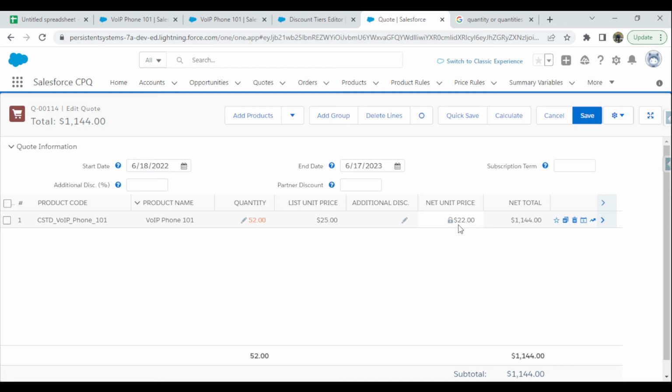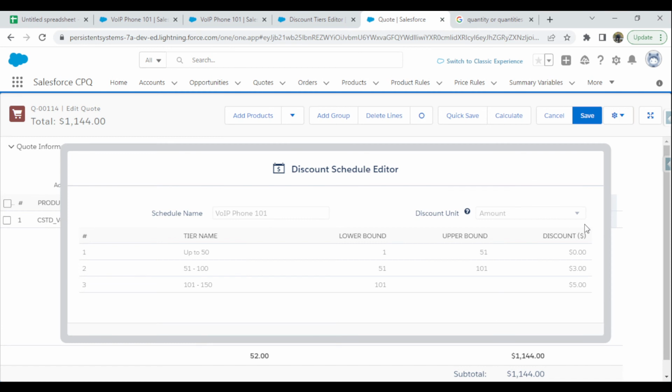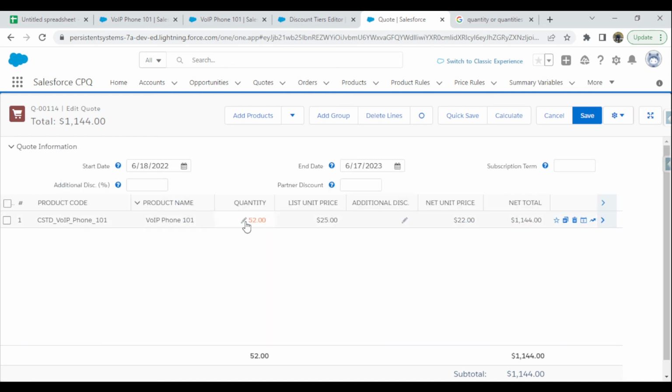Now this discount schedule can also be seen by hovering over this dollar icon. We will be able to see what kind of discount schedules we are having. Up to 50 quantities, we are having $0 of discount. For 51 to 100 quantities, we are having $3 of discount. So let's try to change the quantity to 50 and 51. Let's change the quantity to 50. Here we are having the $25 net unit price, and if we change the quantity to 51, we would have a $22 net unit price. So this is how discount schedule works in Salesforce CPQ.